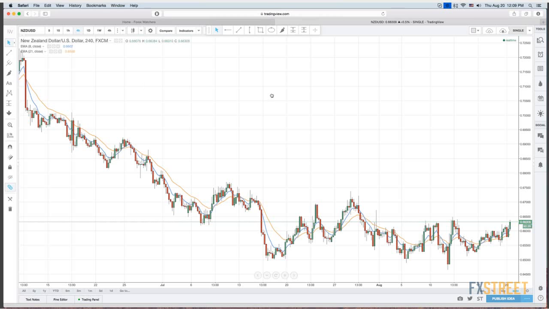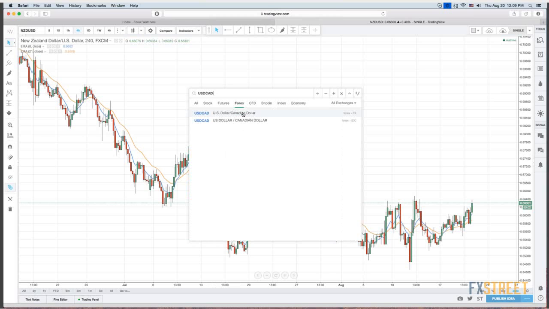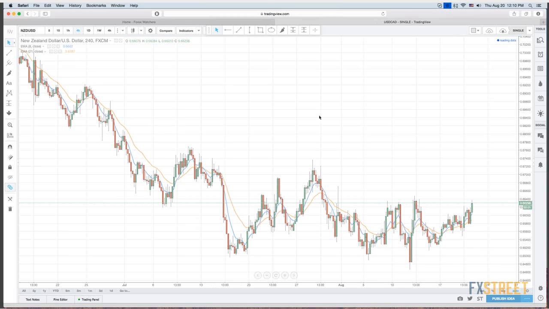Do you guys like any specific pair? Anything that you prefer? Okay, pound dollar. Let's start with USD CAD, as that was the first one that came up. Right now I'm on the 240 chart, which is 240 minutes, also known as the 4 hours. So we're going to do recaps here.